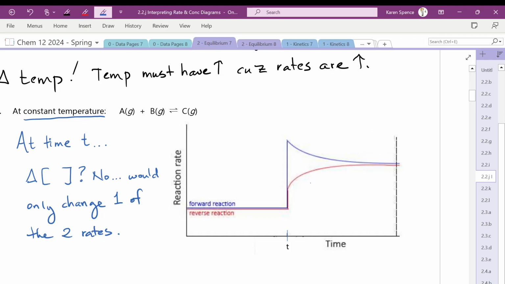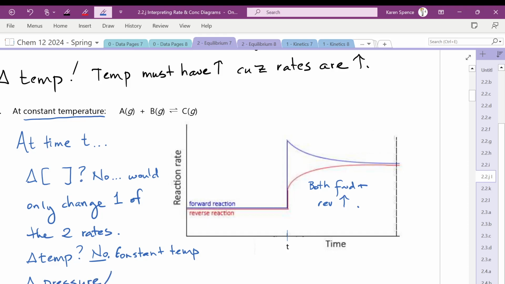And both forward and reverse increase. Could it be a change in temperature? No, because it says it's a constant temperature, right? So it has to therefore be a change in pressure/volume.